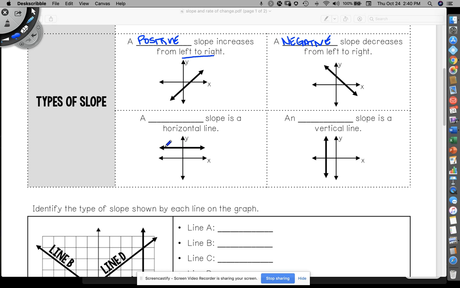If there is a flat line, that means there is no change. It is staying completely level, which means there is a zero slope.